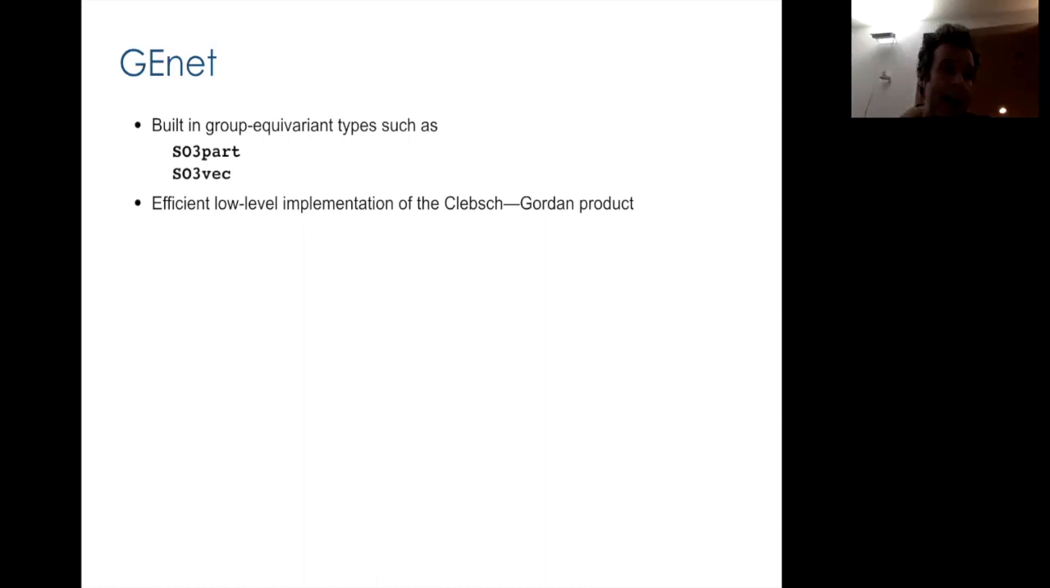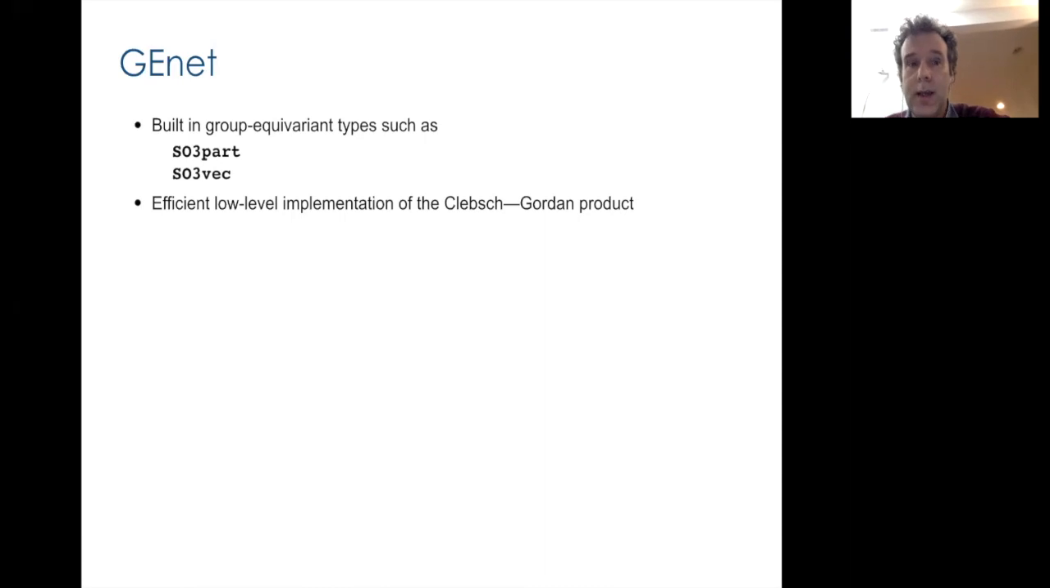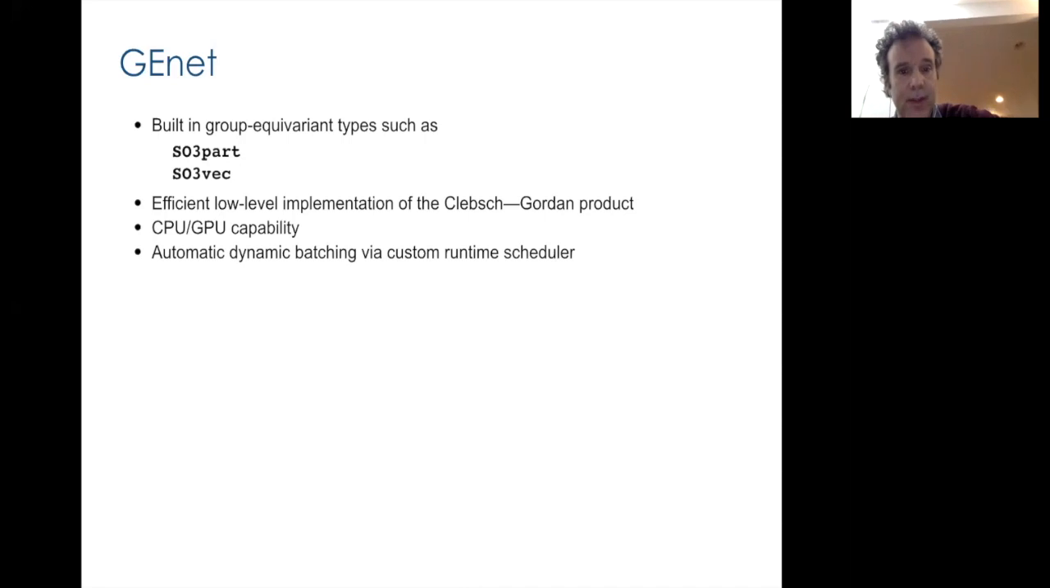Now, the second thing is that we have efficient implementations for the relevant operations, in particular the Clebsch-Gordan product, which avoids constructing the tensor product in the first place. It turns out that there's a lot of structure in the Clebsch-Gordan product, and implementing it directly in CUDA gives a huge saving in computational efficiency. So the library has both a CPU and a GPU backend, and you can move back and forth between them.